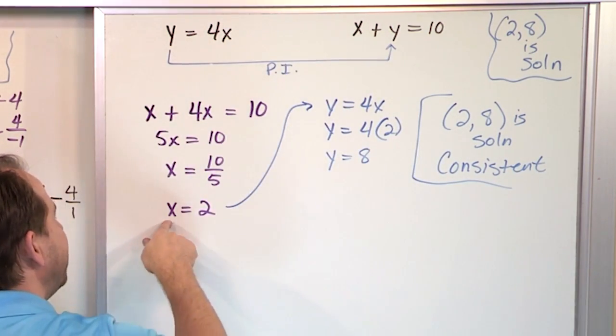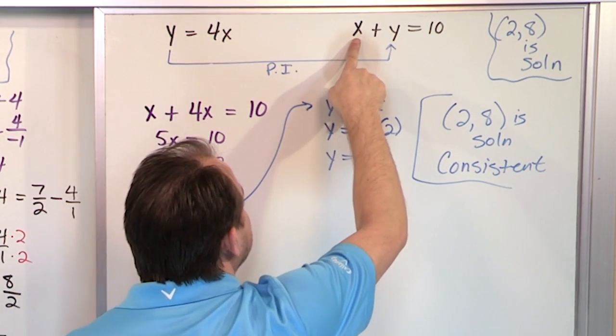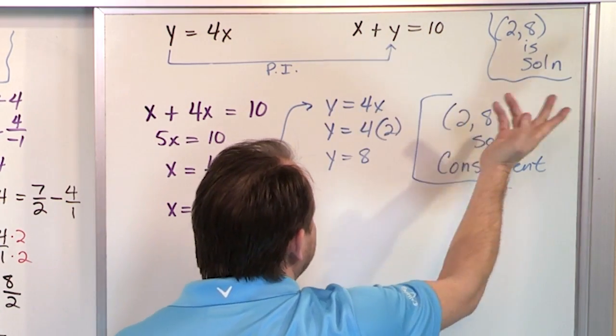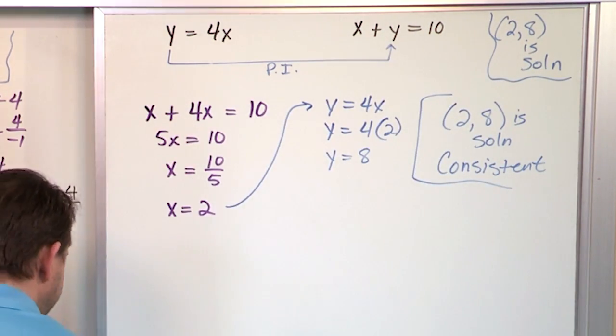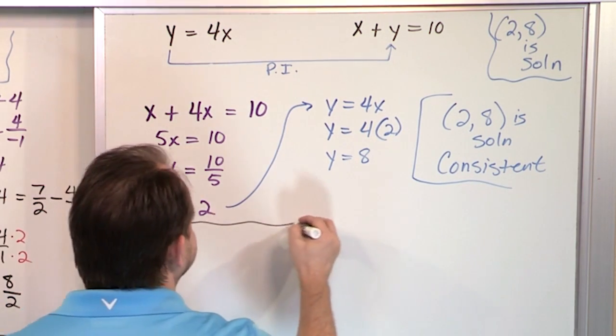Now, what would happen if I took this and stuck it into the other equation? I would put 2 in for x here. It would be 2 plus y is 8, but then I'd have to subtract 2, which means y would be 8. I would get exactly the same thing if I had put the value over here into the other one.